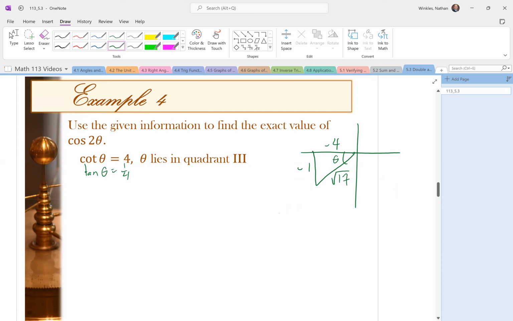So cosine 2 theta, it doesn't matter which one we use. Let's use the last one because I don't think we've used it yet. So cosine 2 theta is 1 minus 2 sine squared. In this case, sine is going to be -1 over square root 17, all squared. So that's 1 minus 2 over 17, which is 15 over 17.